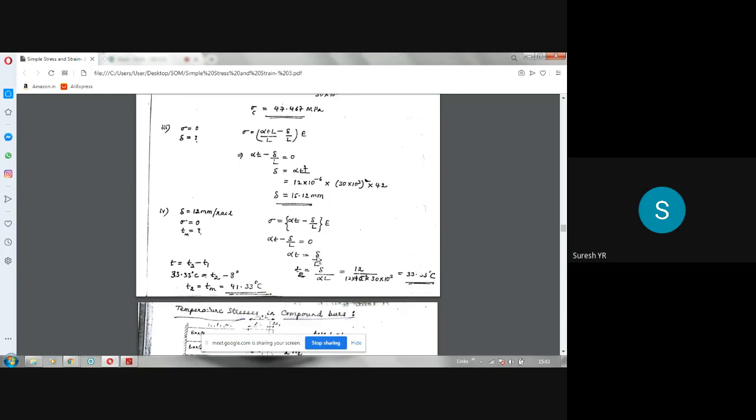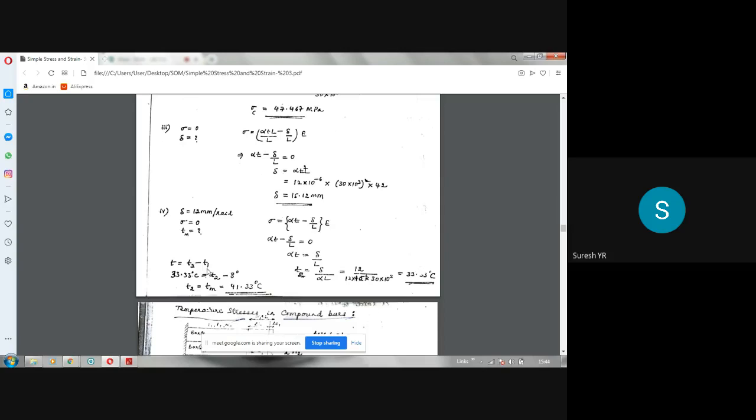Here delta is known, 12 mm, L is 30 into 10 power 3 millimeter, alpha is 12 into 10 power minus 6, T you can find out. So this is the maximum temperature, Tm or T2 you can take. T2 will be 33.33 degree you are going to get after simplification. That means T2 value is 33.33.